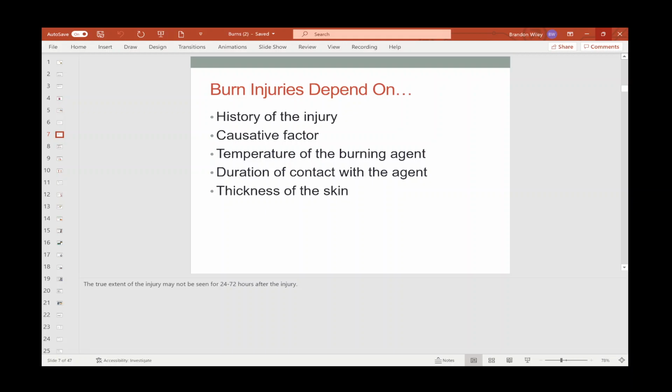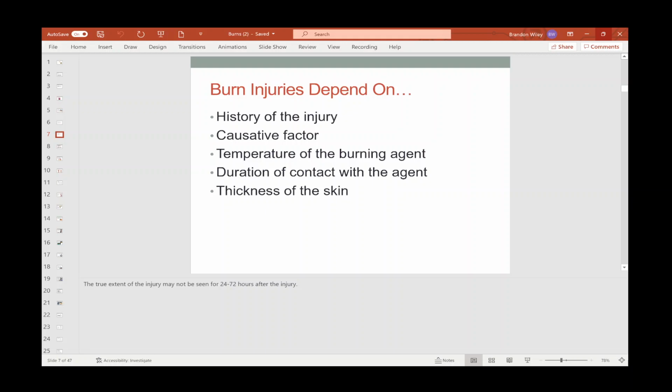Duration of contact, obviously if I just kept my finger on something that's burning me, it's going to be a deeper burn as well. Thickness of the skin. There's areas of your body where the skin is a lot thicker versus another area which is a lot thinner. So you'll have a deeper burn if the area that you're burning, like around your eyes here, if that was burned, it's very thin. Well, it wouldn't take much to get down to the subcutaneous tissue and potentially the bone.